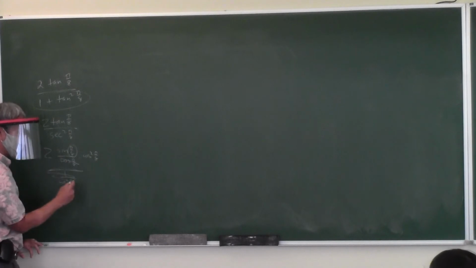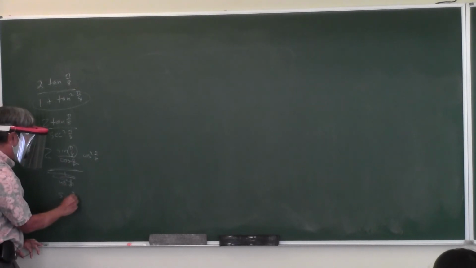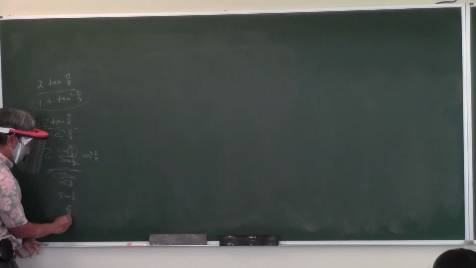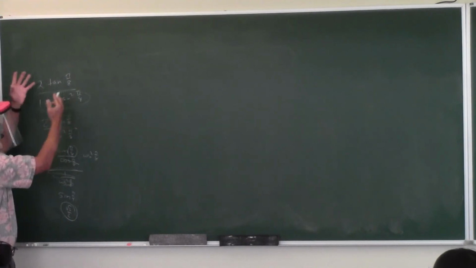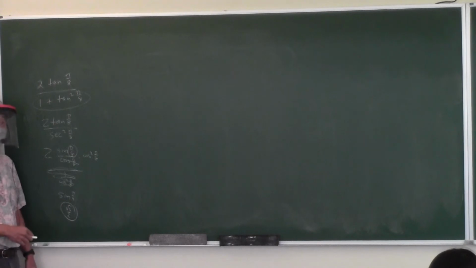So if this is theta, what is 2 theta? Pi over 4. Final answer, root 2 over 2. I don't care how you do it. You can use half angle, plug it in. You better get root 2 over 2 as your answer.